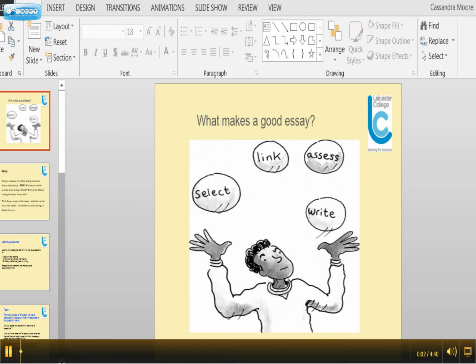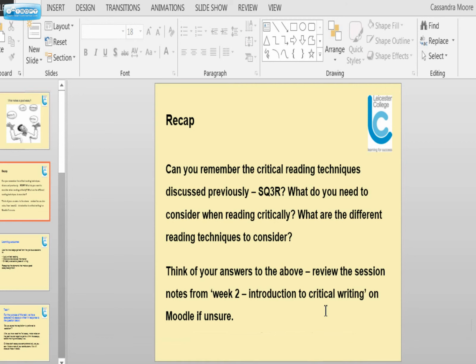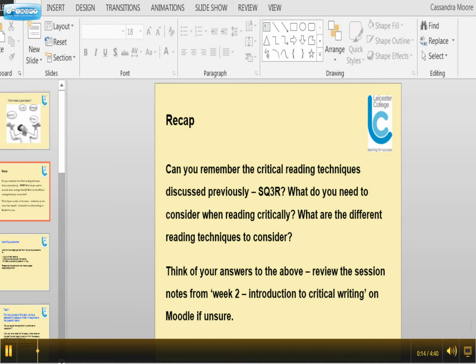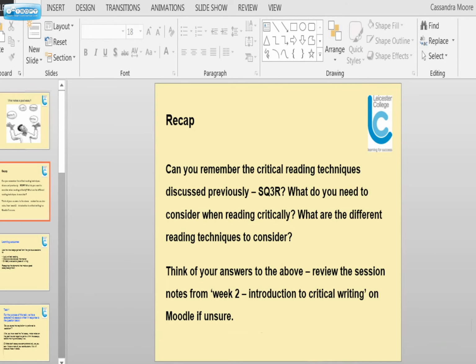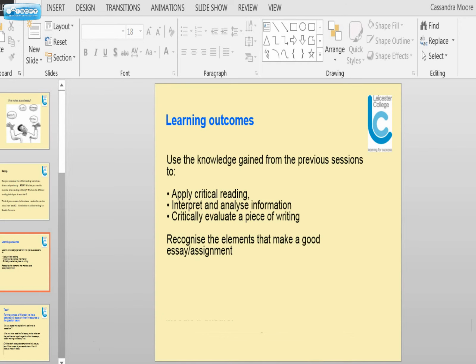I'm looking at referencing to start thinking about critical writing. In the previous session 2, in week 2, we looked at some critical reading techniques and what different things you need to consider when you're reading something critically. If you're not confident with this or you can't remember this, you might want to look back at the week 2 section of Moodle, Introduction to Critical Writing, before you move on.